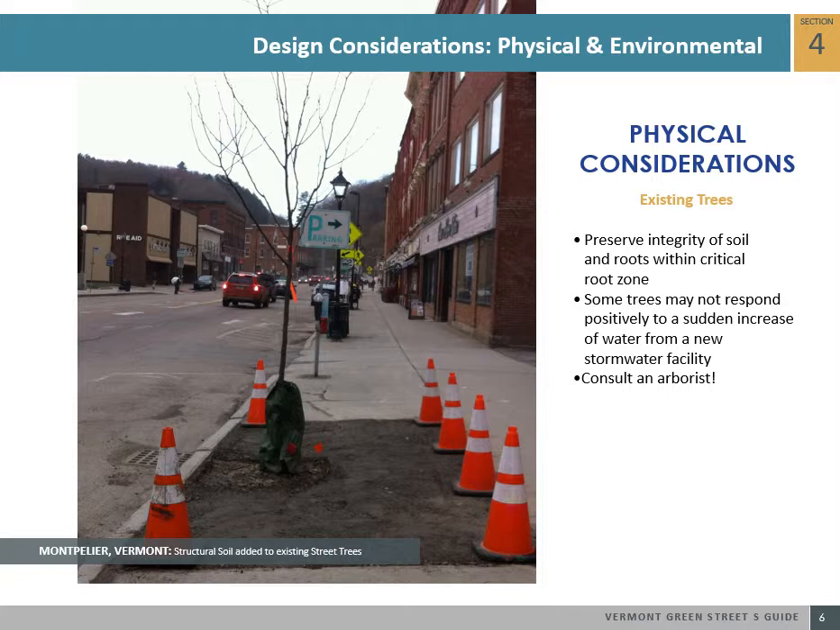Another physical consideration in designing a green street are existing trees. Construction of green stormwater infrastructure adjacent to existing trees should preserve the integrity of the soil and roots within the tree's critical root zone. At a minimum, this is the area under the tree's canopy. Although many tree species will benefit from the increased availability of water, some species may not respond well to a sudden influx of stormwater at the root zone. Consult with a qualified arborist when planning new green stormwater infrastructure adjacent to existing trees.